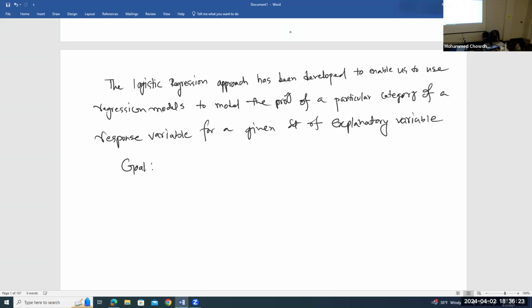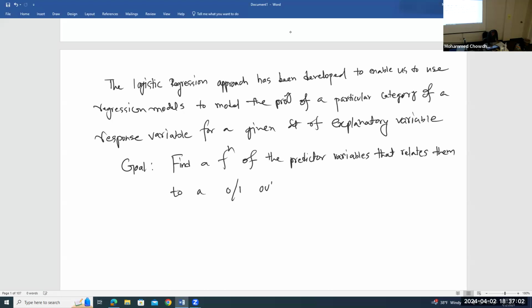Goal: find a function of the predictors that relates them to a 0, 1 outcome. Okay.